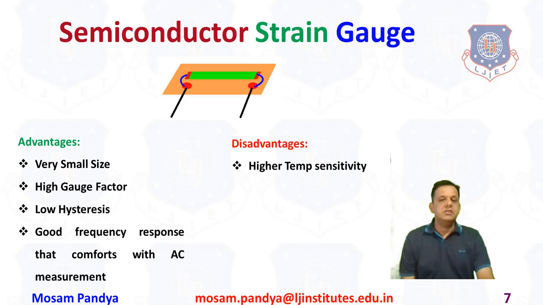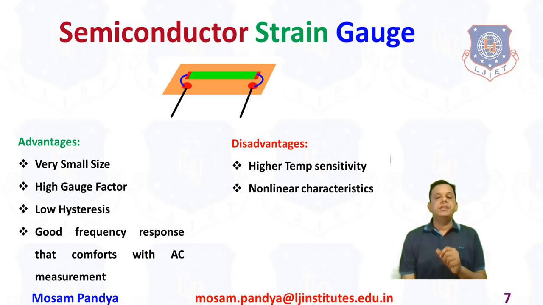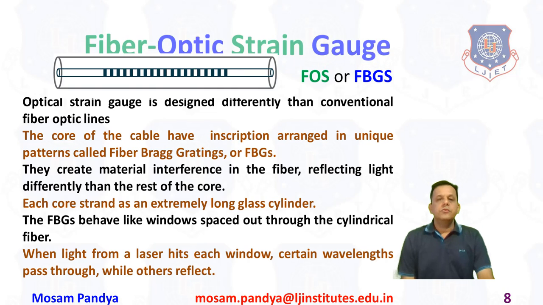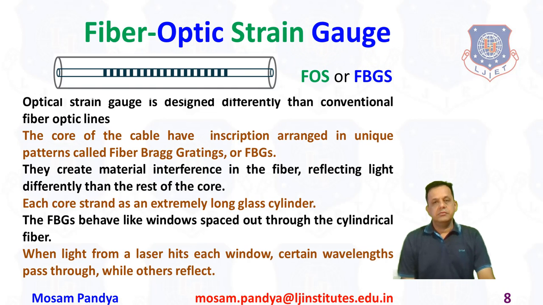And the disadvantage is temperature sensitivity. As we know, the material is very small in size, and semiconductors are temperature sensitive material, and there are non-linear characteristics. But anyways, this can be compensated by adding another strain gauge in series or parallel, and we can overcome these disadvantages. Next is fiber optic strain gauge.